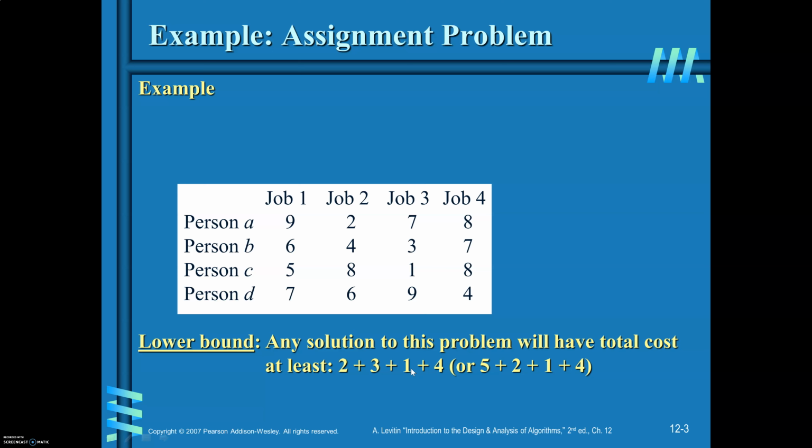The total cost for this assignment problem cannot be less than this lower bound. So we have already calculated the possible minimum cost, which is computed here. Let us see how this problem can be solved so that the total cost is minimized.